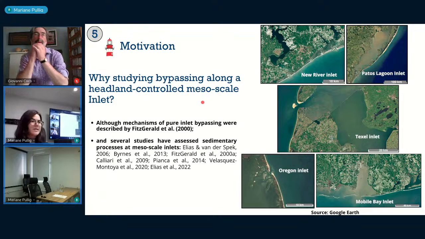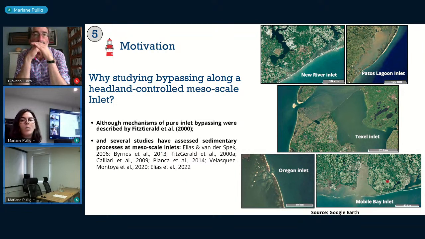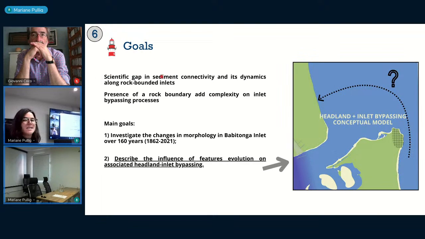So, why study bypassing along a headland-controlled mesoscale inlet? The mechanisms of bypassing along inlets have been described by Couceiro and collaborators, and there are several studies that assess those sedimentary processes along inlets spread across the globe. Nevertheless, there is a scientific gap in sediment connectivity and its dynamics along rock-bounded inlets, because the presence of a rock boundary adds complexity to the inlet bypassing model.